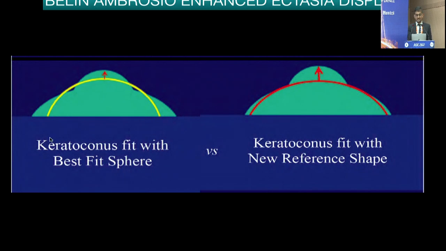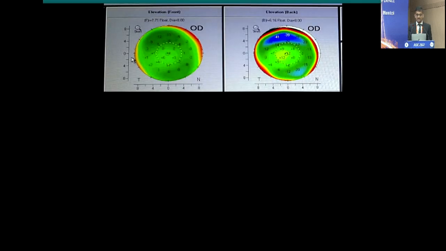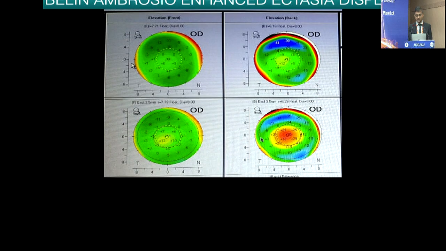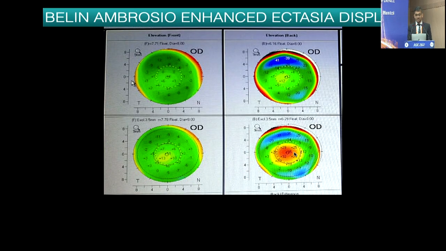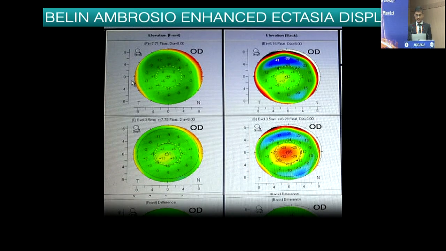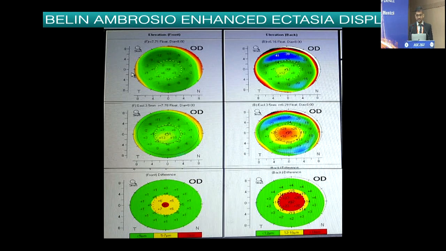If you can see clearly, when we compare this to this, this has become flatter and this area has got exposed more. So how do you apply it clinically? This is the patient's original elevations. Now when you apply the Belin-Ambrosio new reference surface, you can see clearly that the ectasia has got enhanced. Now what is the difference between these two? We get it in the difference map. Anything beyond 7 microns on the anterior and beyond 16 microns on the posterior becomes significant.